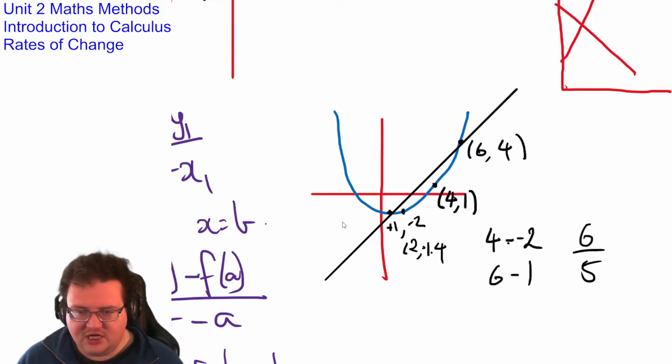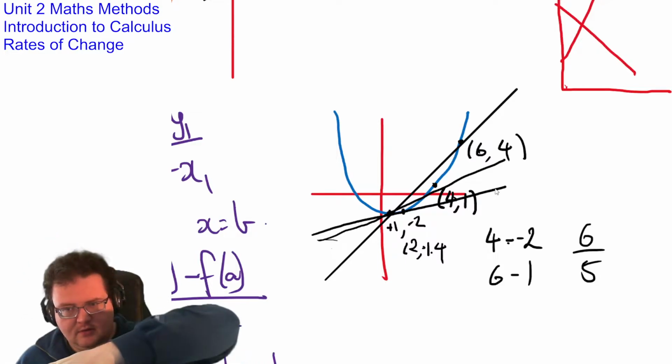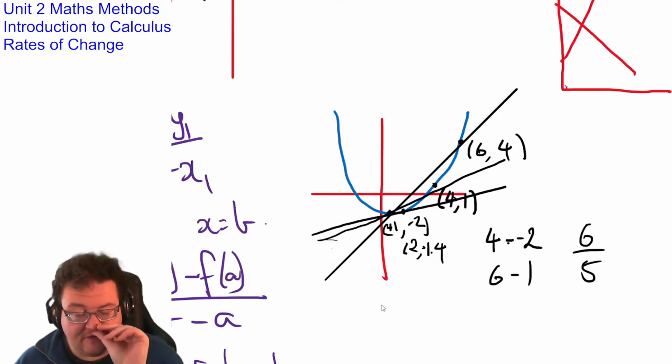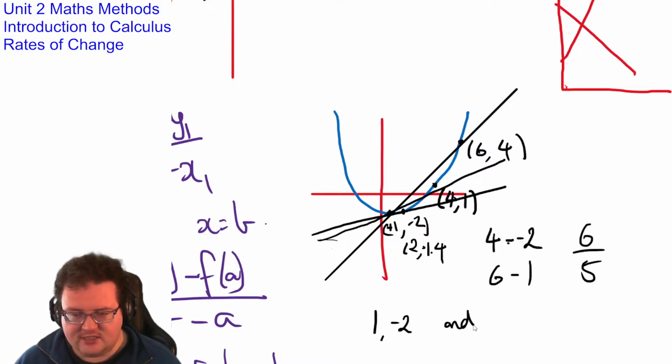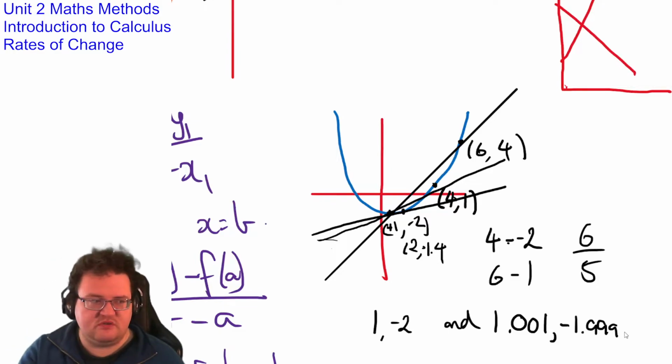As I keep changing the gradient between the points, what is happening to the line that I'm making? It's becoming shallower. It's becoming shallower. And eventually what's going to happen, because I said this was the turning point before, what if I'm trying to find the gradient between (1, -2) and (1.001, -1.999), or however long you want to go for. And I could go even further and add more zeros and more nines onto it.